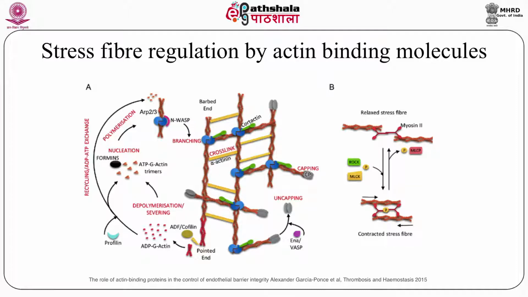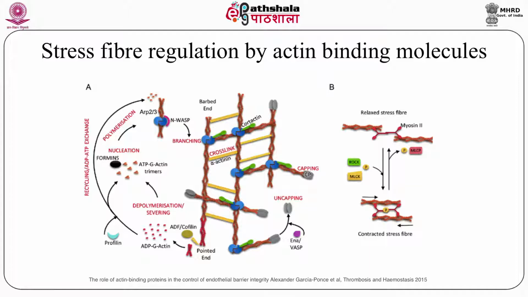To prevent constant growth of actin filaments, barbed ends can be blocked by these capping proteins. Capping can be prevented by other actin-binding molecules such as VASP and ENA. These promote filament elongation. VASP stands for vasodilator-stimulated phosphoprotein, and ENA is another actin regulatory protein.